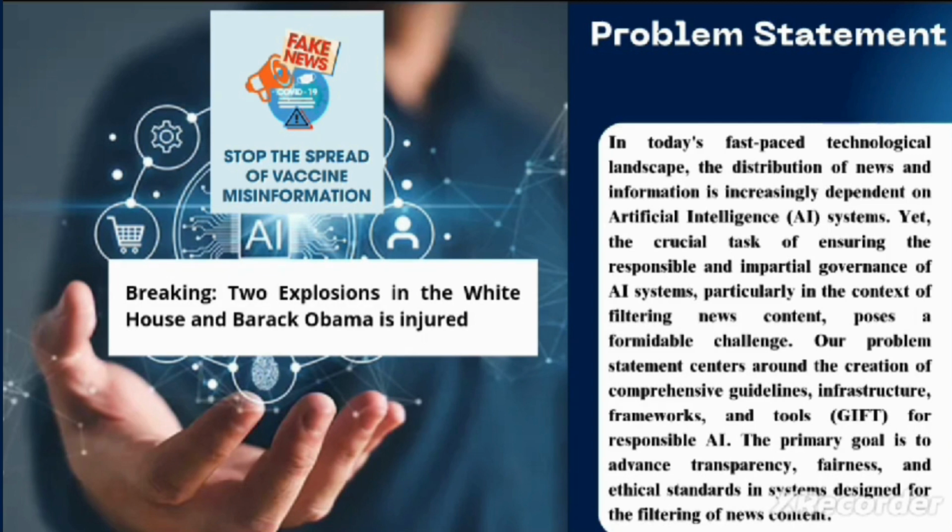I just want to take an example of a tweet in 2013 which made the stock market go down in just a fraction of seconds. Two explosions in the White House and Barack Obama injured. This small tweet went viral throughout Twitter and caused a lot of damage to the stock market.